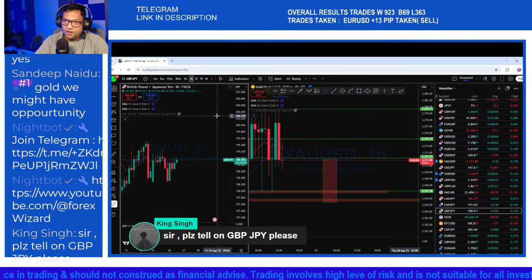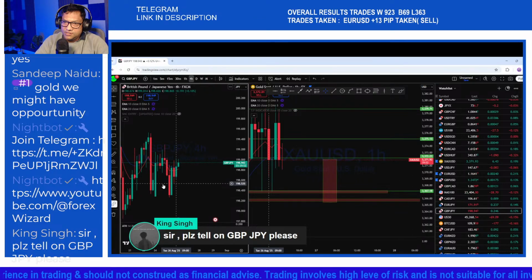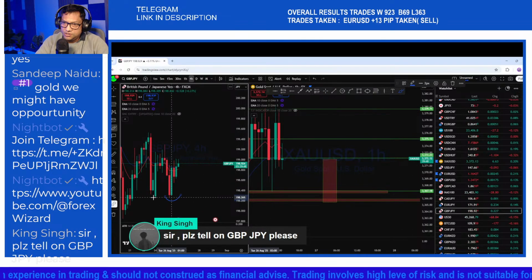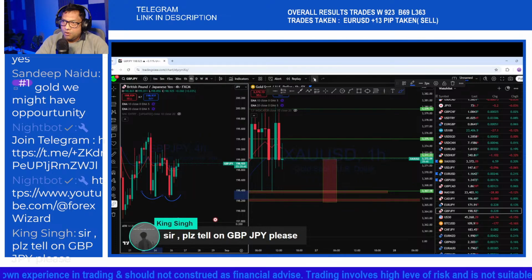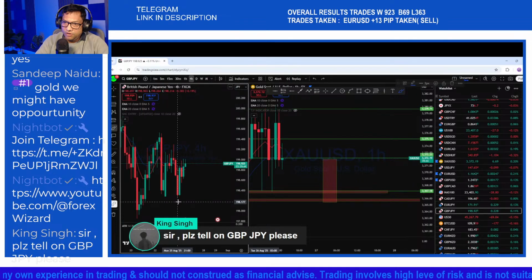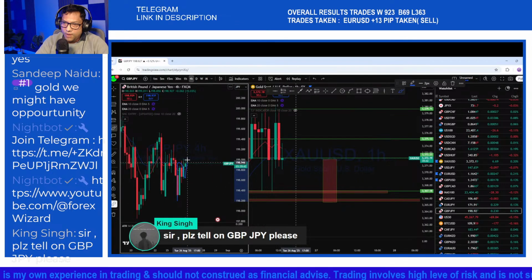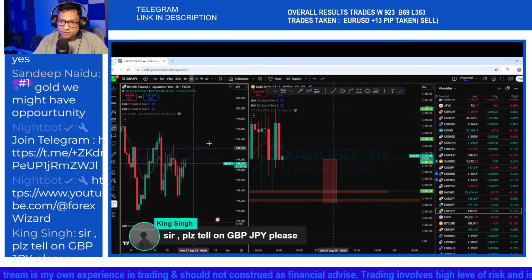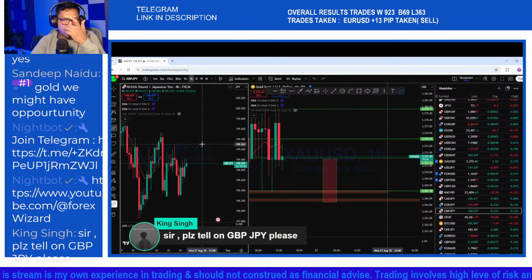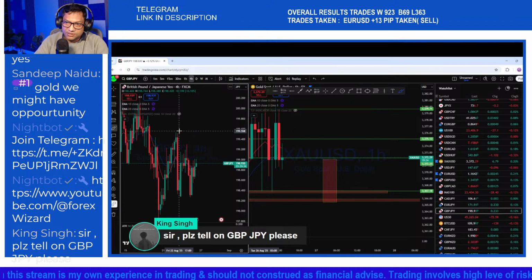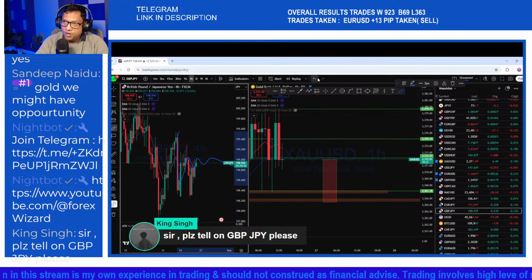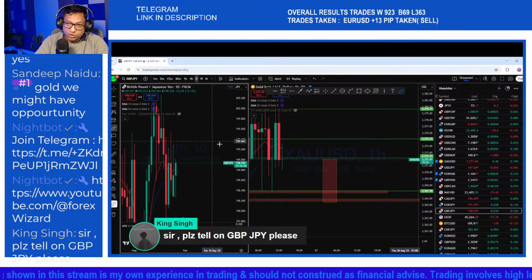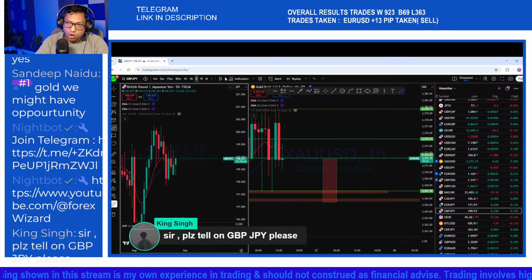GBPJPY, if you look here, we can see in this area there is a double bottom. With this double bottom on GJ, which is in fact a big move pullback, the market in this area is in a little consolidation in a narrow area, which may break to the upside and then could drop back down again.